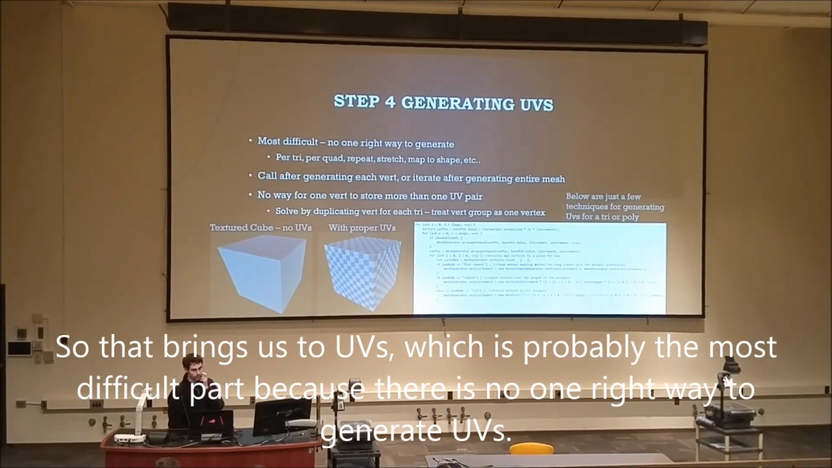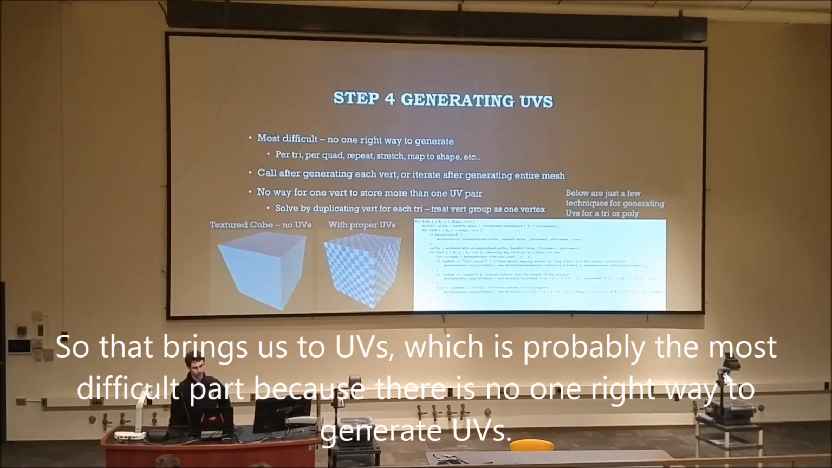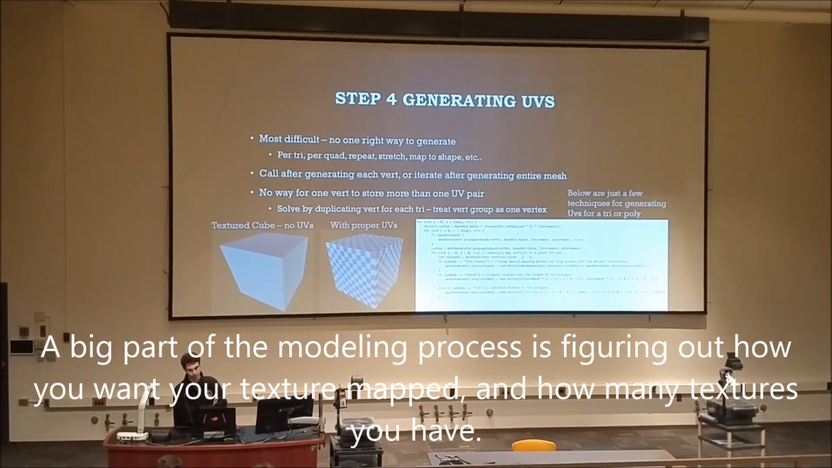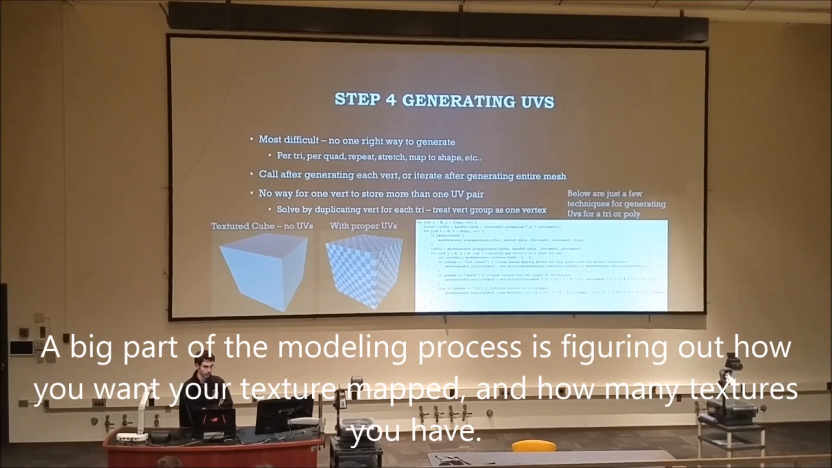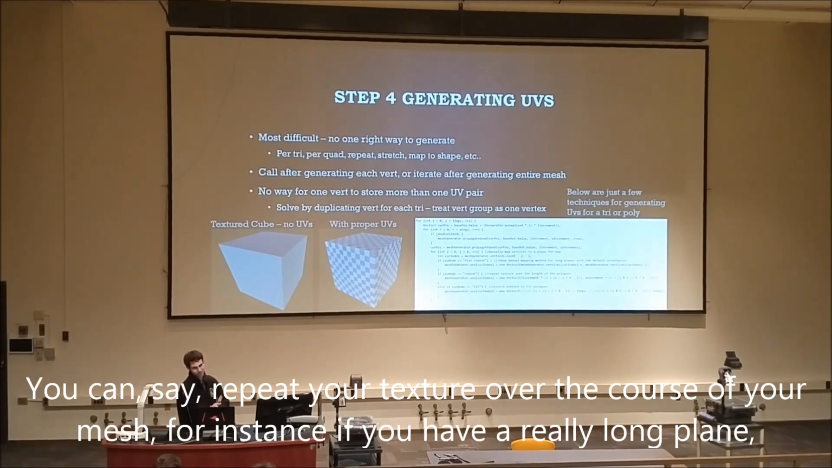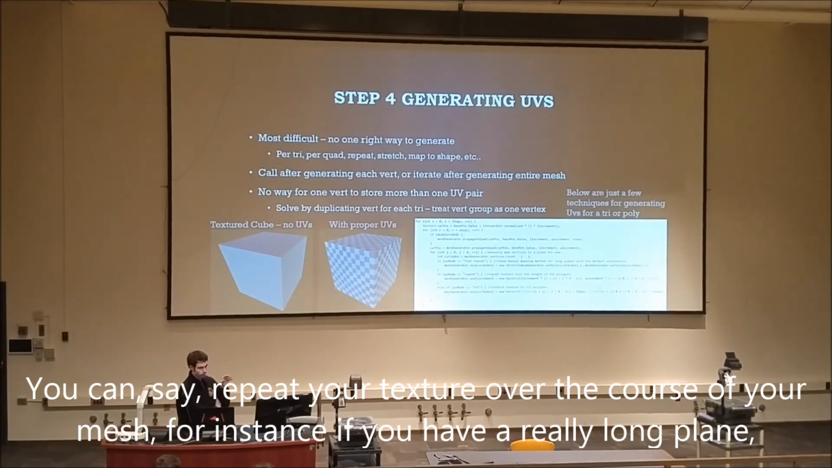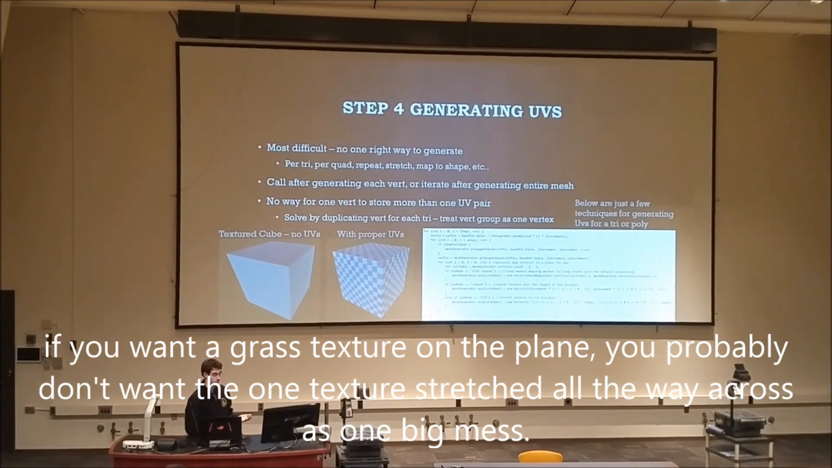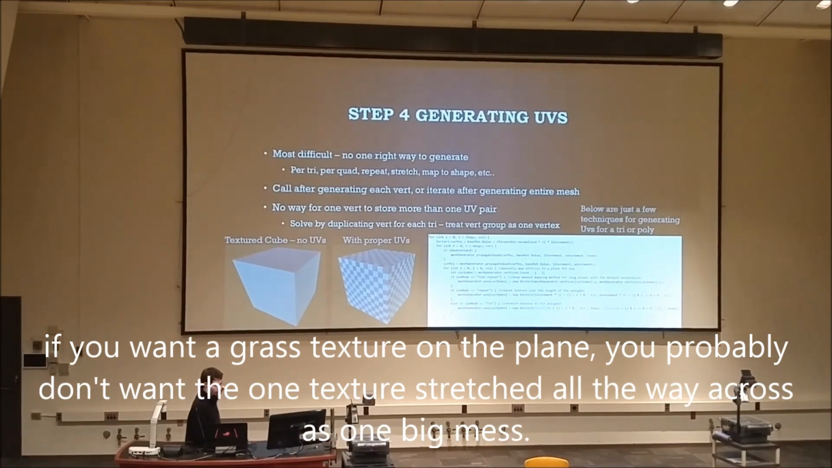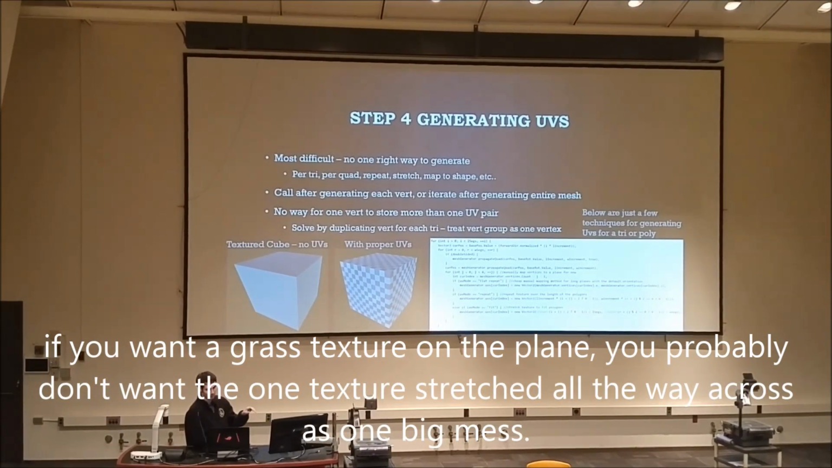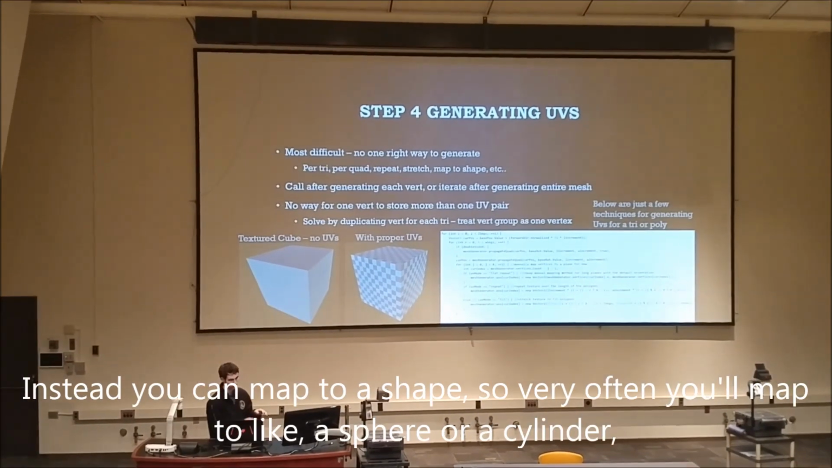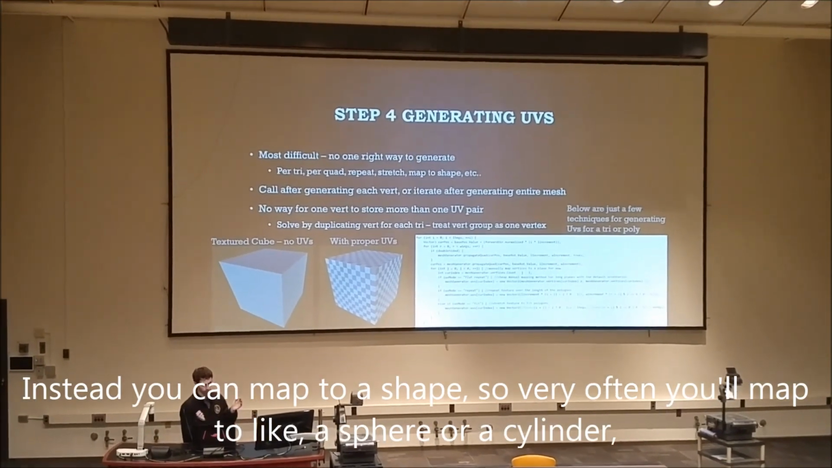Then finally, the UVs, and I think this is the most difficult part by far, because there's really no one right way to generate UVs. A big part of the modeling process is trying to figure out how you want your texture to map and how many textures you have. You can repeat a texture over the course of the mesh, like on a really long plane. If you want a grass texture on your plane, you probably don't want one texture to stretch all the way across. Or you can map to a shape, so very often you map to a sphere or a cylinder.